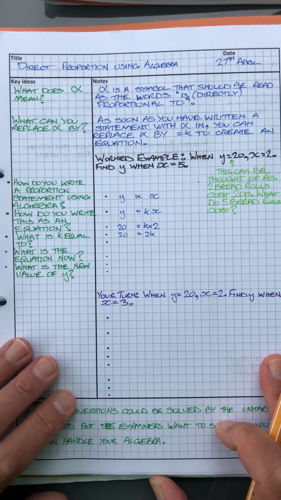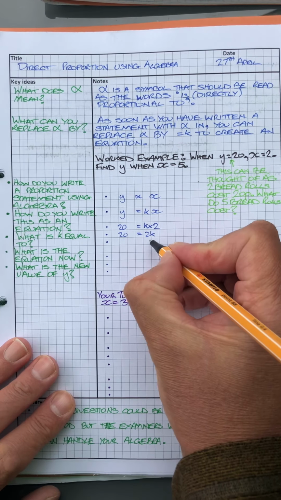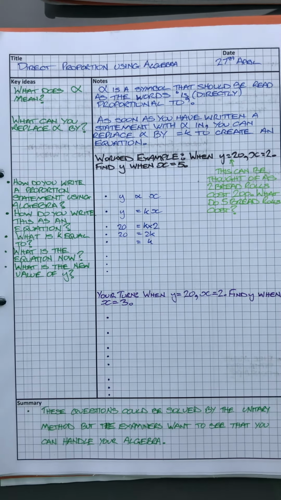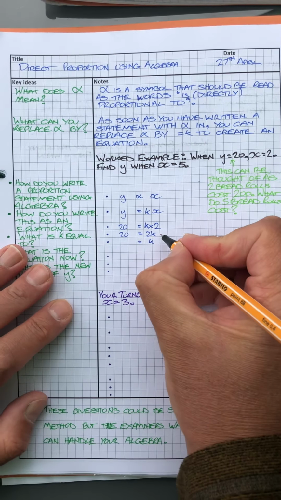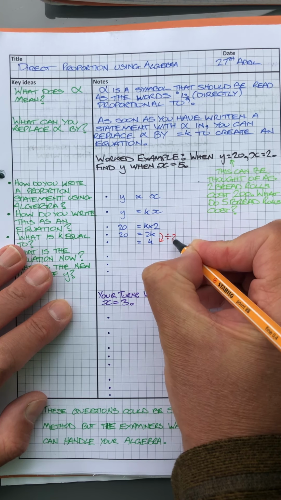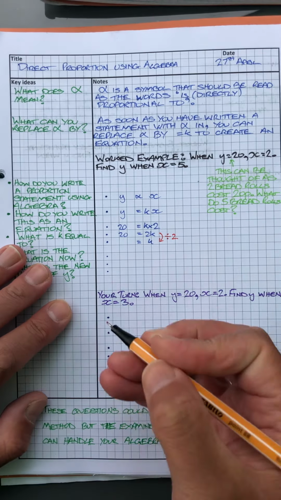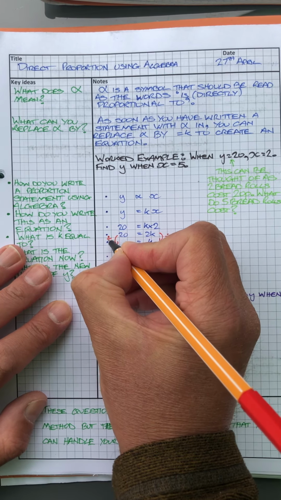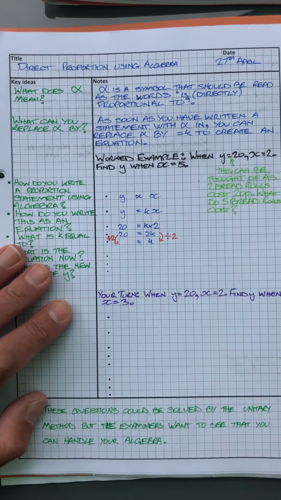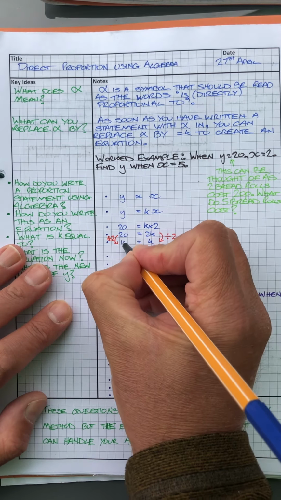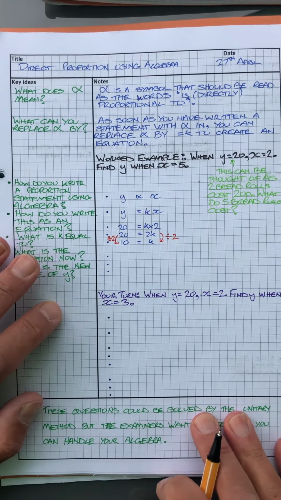All right, we don't want 2k, we want just 1k, so get k on its own. How have I done that? Well, by doing the opposite of times by 2. I've done divide by 2. If I do divide by 2 on one side, of course I do divide by 2 on the other side. So we now know that k is the number 10.